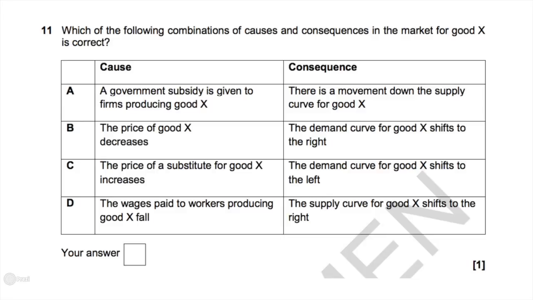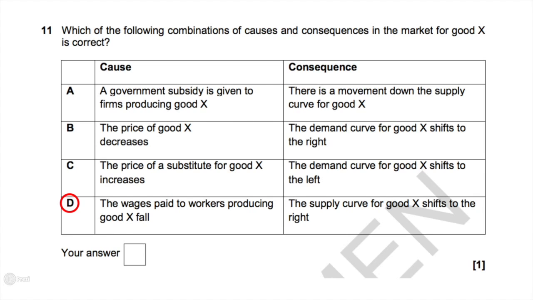D, the wage paid to workers producing X falls. If the wage paid to workers falls, it means that the cost of production for the firm falls. It's cheaper to produce the good. That means that the firms will be willing to supply more of this good for a given price, which means that the supply curve will shift to the right. So the answer to question 11 is D.